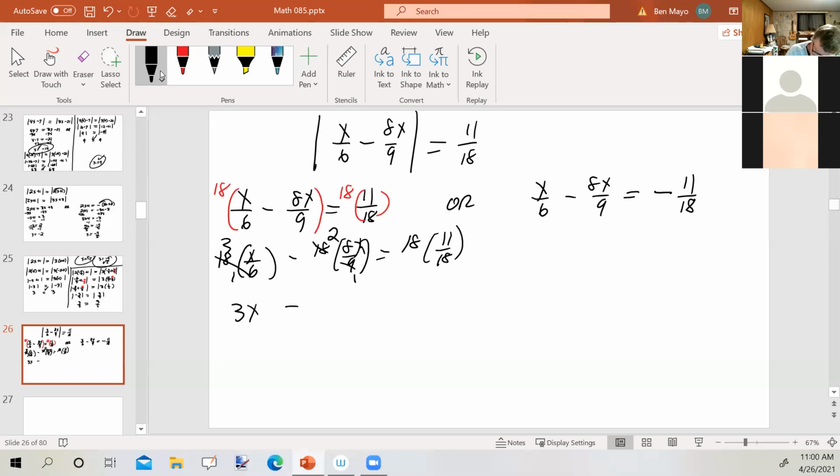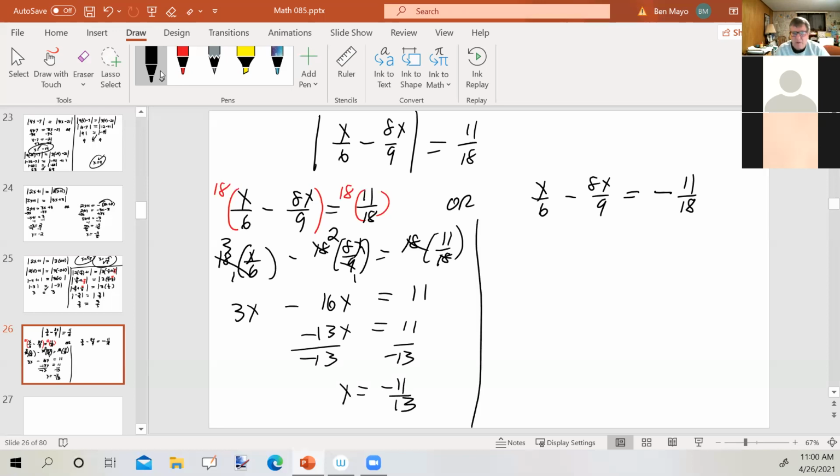18 over 6 is 3 over 1, so I get 3x minus. 18 over 9 is 2 over 1. 2 times 8x is 16x, and 18 times 11/18 is 11. Going on, 3x minus 16x is negative 13x equals 11. Divide by negative 13, and we get x equals negative 11/13. Okay, so there's one potential solution. Again, before I go on, any questions there?